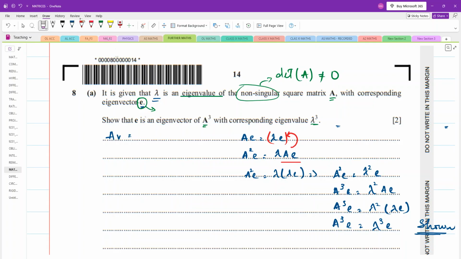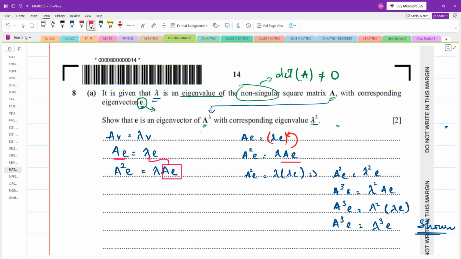My PC is dying right now. Anyways, since the eigenvector is V, it's going to become A V is equal to lambda V. Remember this equation, okay? We have to transform A into A cubed. We're going to multiply A by both sides. So this is going to become A squared V is equal to lambda A V. Okay, this is what it's going to become. And now we can see that this over here is equal to this.